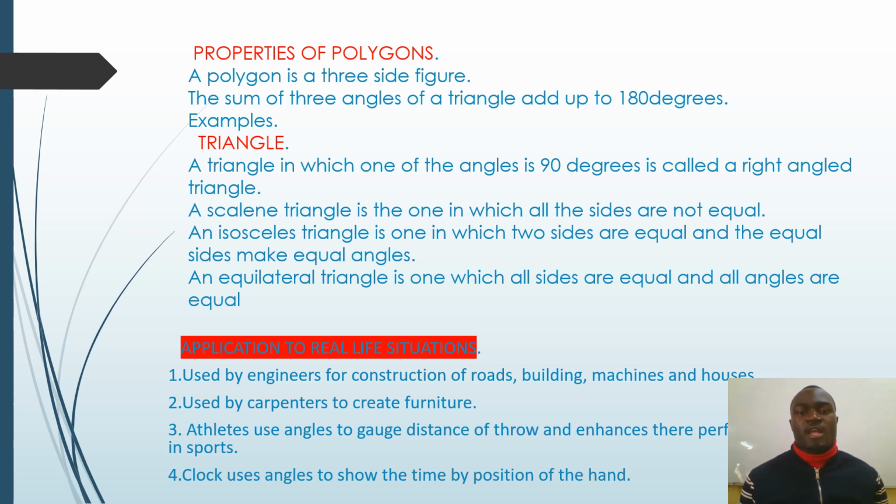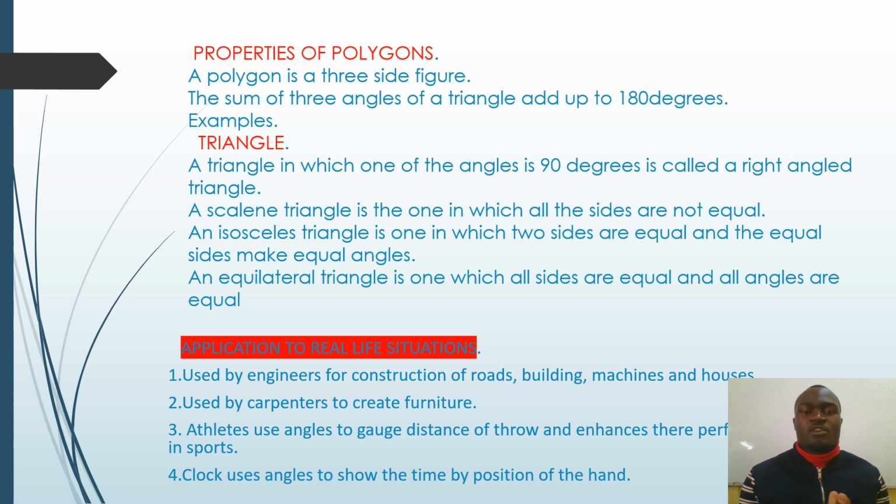Then an isosceles triangle is one in which two sides are equal and the equal sides make equal angles. You must know that the angles of a triangle add up to 180 degrees. That one is very true. Then in an equilateral triangle, all the sides are equal. So that means if all the sides are equal, then all the angles are equal. That means each angle measures 60 degrees.